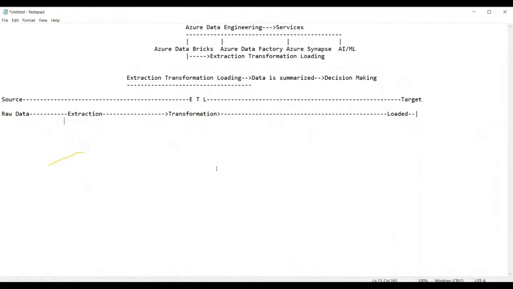Okay. So guys, is it clear for everyone what is ETL actually? Yes, guys, I want an answer, please. Yes, yeah. Okay.